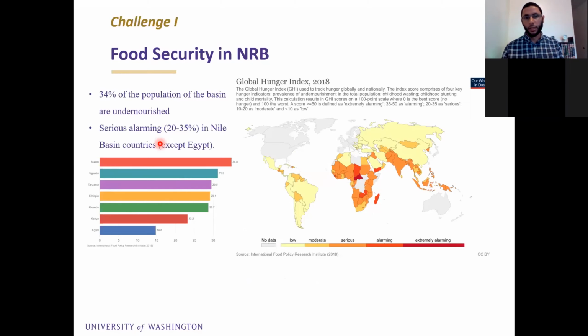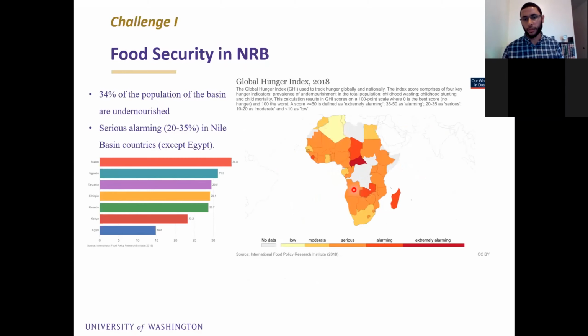You can see the global map is showing that most of the countries in Africa in general are at alarming or extremely alarming conditions in terms of food security. Even if we focus more on Africa, you can see that the countries in Africa are suffering from food shortage. And if we look at the Nile countries, we can see in this chart that most of the Nile countries have around 20-35% on the global hunger index, which indicates a serious, alarming level of food security. Except Egypt, which is a little bit less, a kind of moderate level in terms of the global hunger index.